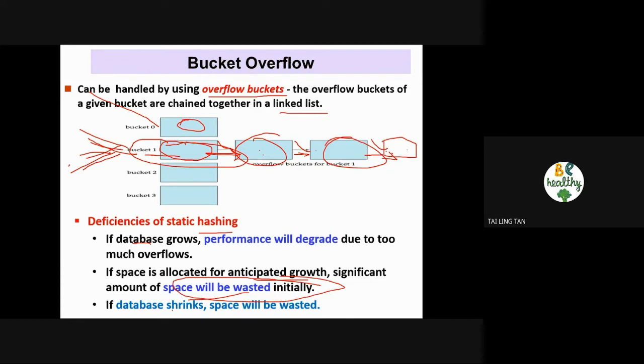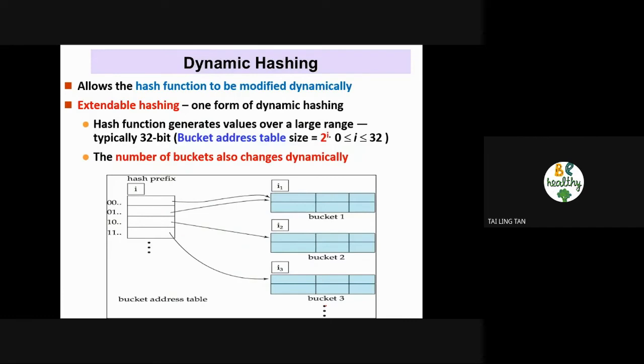The next one here is when the database shrinks. Normally it won't happen unless your company's sales or customers are all gone, no more data is inserted, and a lot of data is deleted. Then only will it come to this, so the space will be wasted again. So static is not a good one. When we don't assign enough buckets, then it will have bucket overflow. If we assign too many buckets, then initially it is wasting. If the database shrinks, it is also wasting. So we come to the second suggestion here: static versus dynamic.